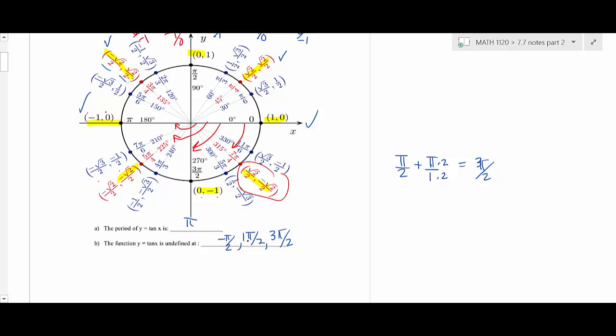All I'm trying to do is help you see the pattern. Okay, now, can you see the pattern? Pi over 2, 3 pi over 2, what's next? 5 pi over 2. Okay, so we got 5 pi over 2, 7 pi over 2, so what's happening?